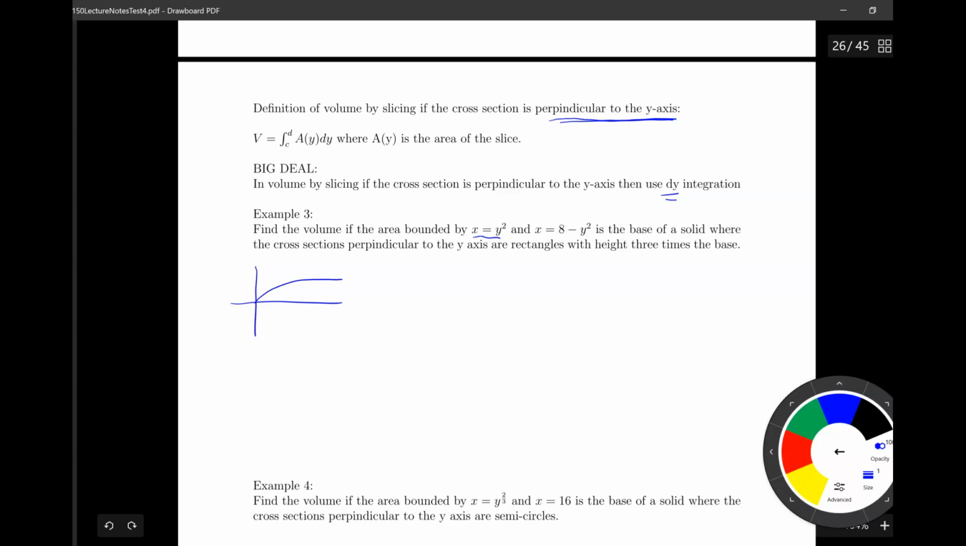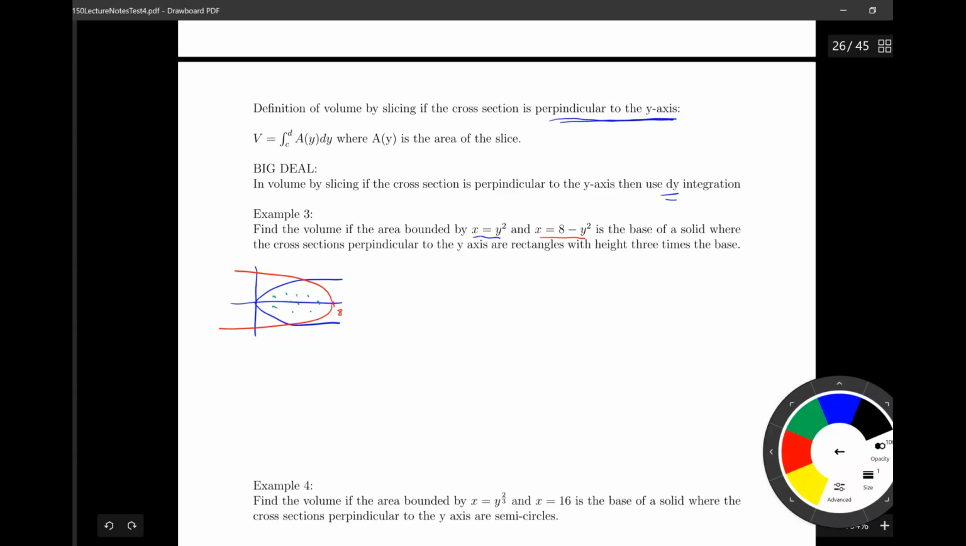So it's the sideways parabola. And if I look at this graph, x equals 8 minus y squared, that's shifted up 8 and facing down. So there's 8 there. All right. So this is the bottom of the cake. Right here is the bottom of the cake.